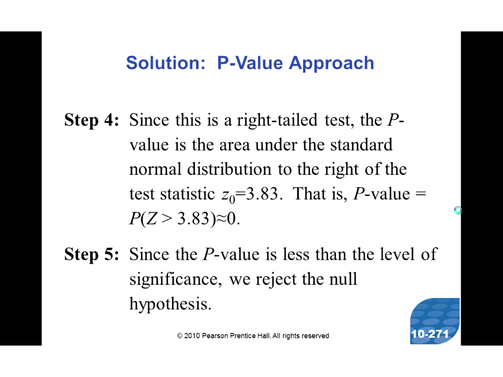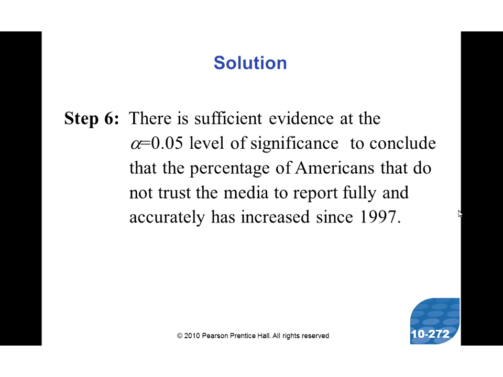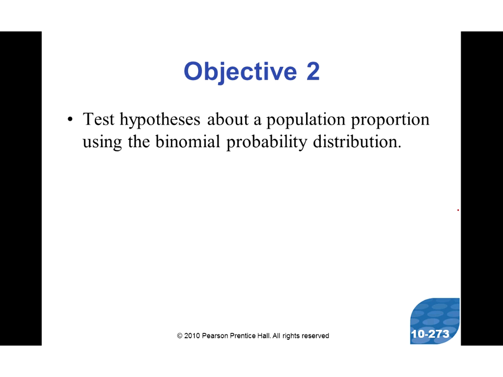So as long as the p-value is less than alpha, we reject the null hypothesis, and we say there is sufficient evidence at the 0.05 level of significance to conclude that the percentage of Americans that do not trust the media to report fully and accurately has increased. We can't say that it was our new percentage.